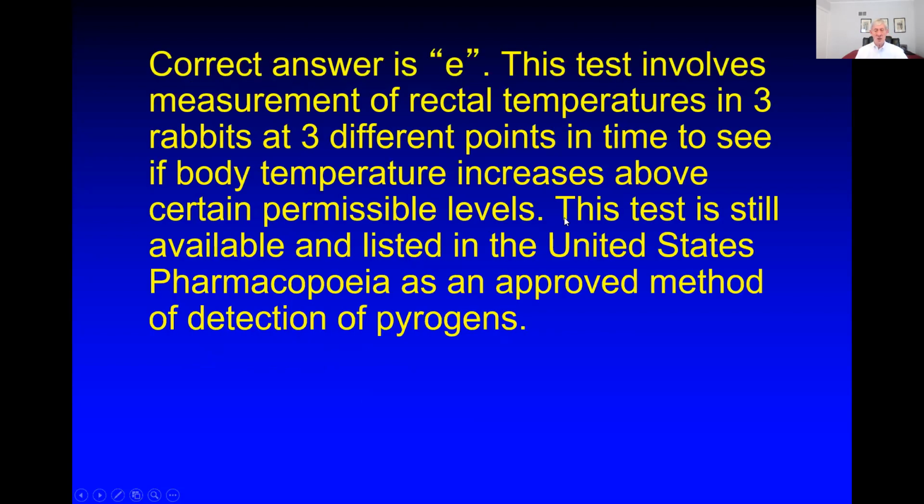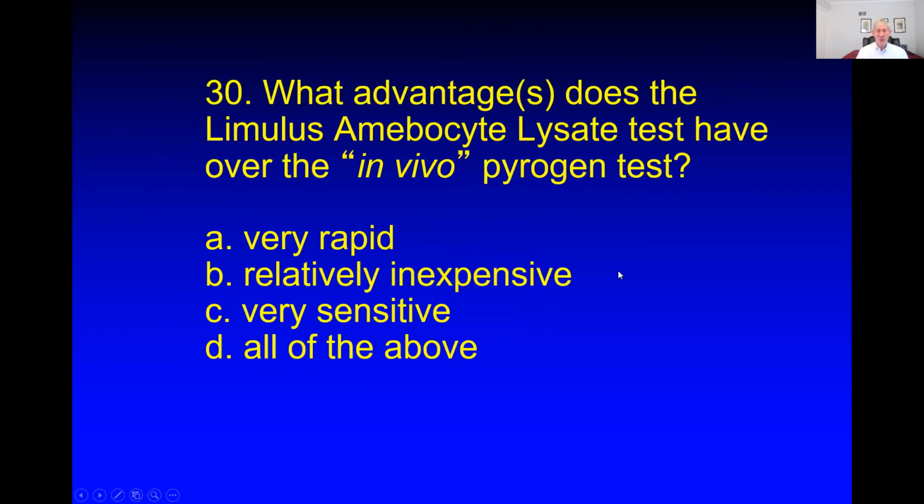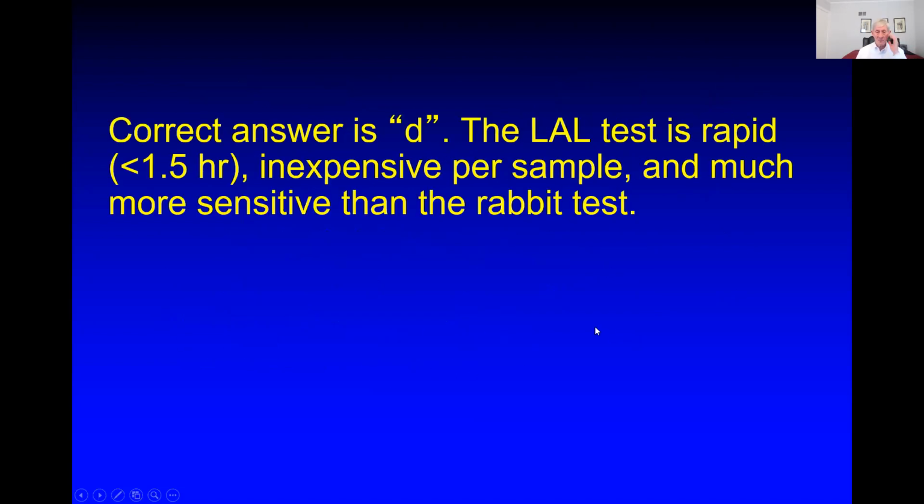Okay, and then this describes the rabbit tests here. What advantages does the LAL test have over the rabbit test? Is it rapid? Yes, it takes about an hour. Relatively inexpensive, reasonably priced. Very sensitive, much better. It's probably 100 times as sensitive as the rabbit test. So the correct answer is D, all of the above.